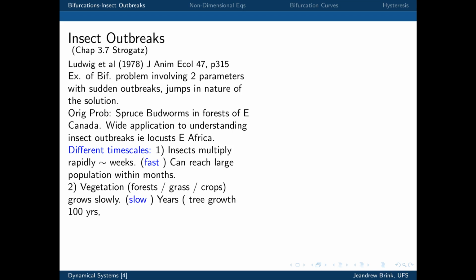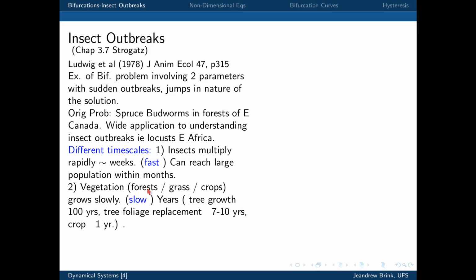The slow time scale is of the order of years. For example, for a tree to grow, it's 1,000 years. For a tree to replace all the leaves in its canopy, it takes 7 to 10 years. And for a crop, it takes 1 year.